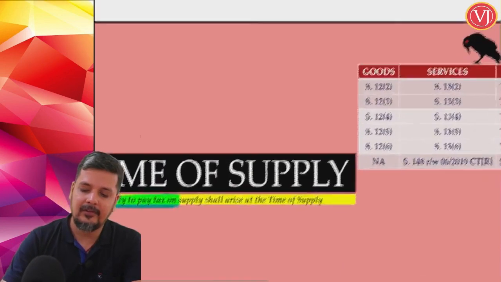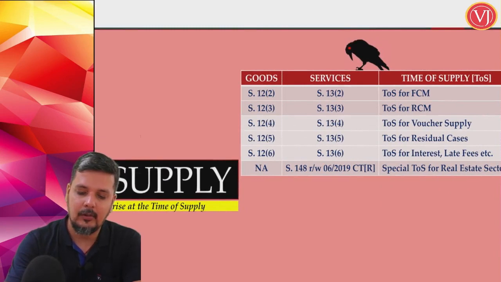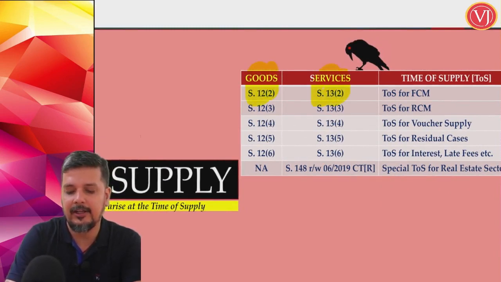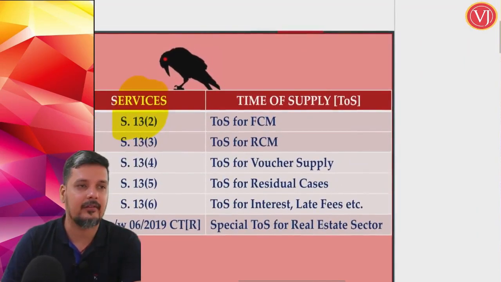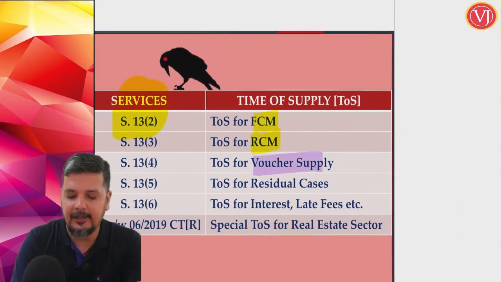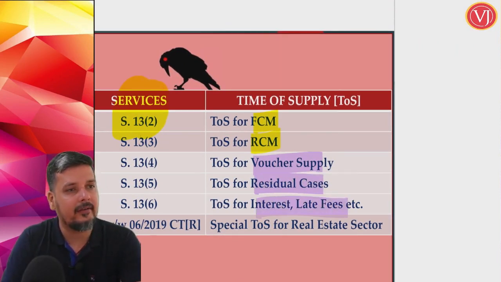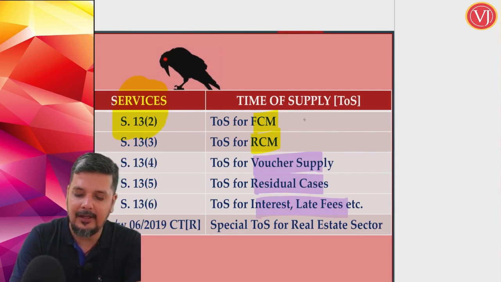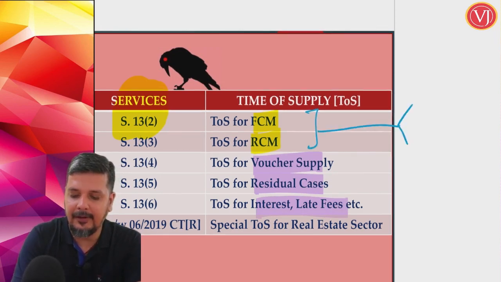Now, time of supply is discussed in two sections: Section 12, time of supply for goods, and Section 13, time of supply for services. In both the sections, it is split into 5 parts: time of supply for FCM, time of supply for RCM, time of supply for voucher supply, time of supply for residual cases, and time of supply for interest, late fees for delayed payment of consideration. When you talk about time of supply for FCM and RCM, it is separate.